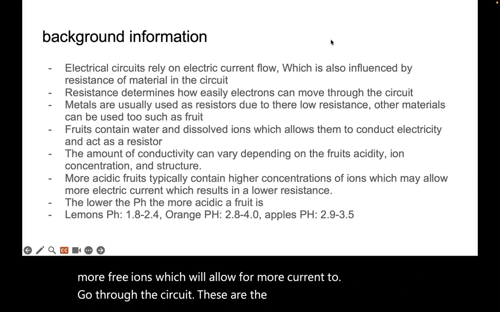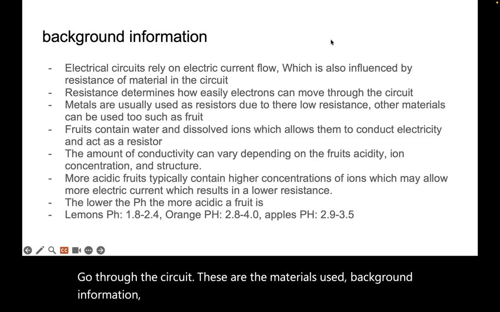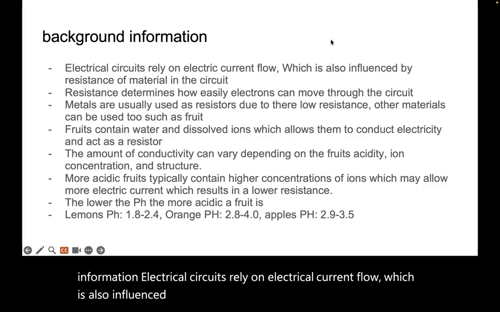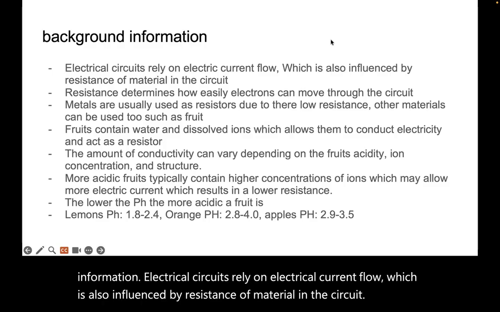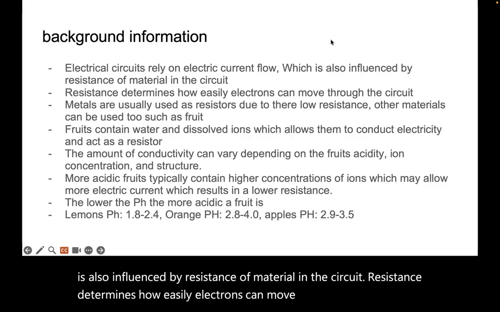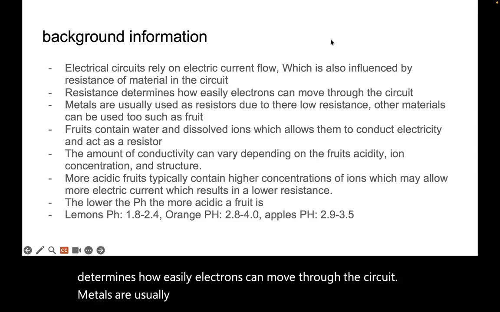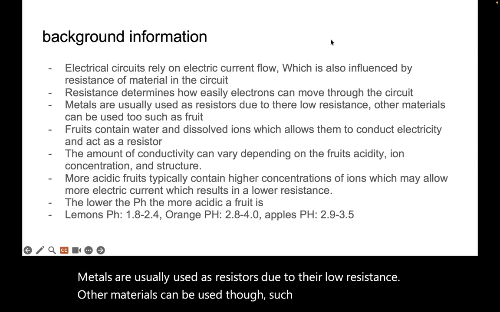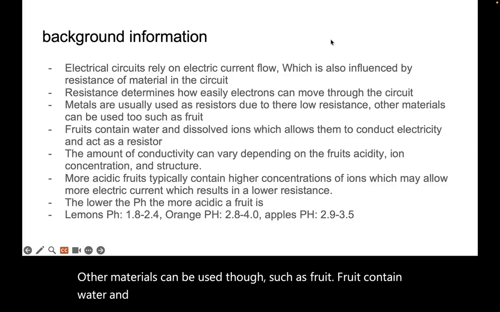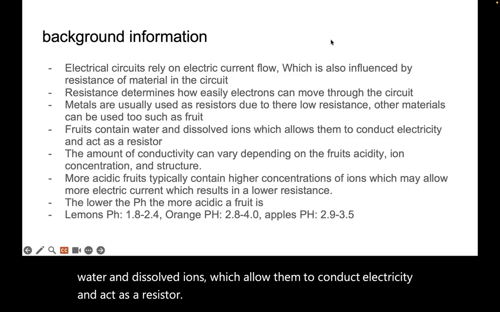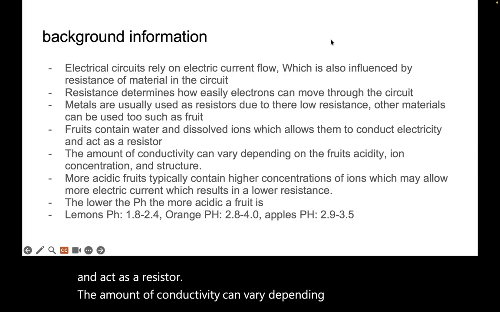Background information. Electrical circuits rely on electrical current flow, which is also influenced by resistance of material in the circuit. Resistance determines how easily electrons can move through the circuit. Metals are usually used as resistors due to their low resistance. Other materials can be used though, such as fruit. Fruit contain water and dissolved ions, which allow them to conduct electricity and act as a resistor. The amount of conductivity can vary depending on the fruit's acidity, ion concentration, and structure.